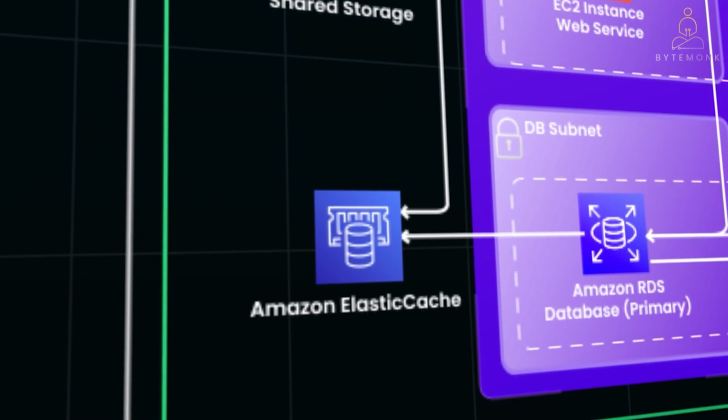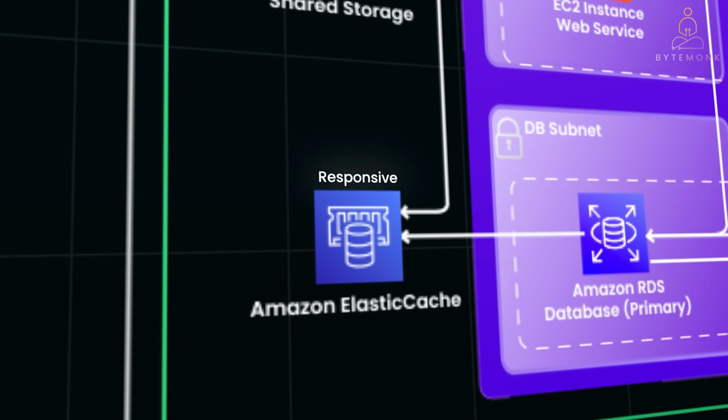Amazon ElastiCache is our caching layer, reducing load on the database by storing frequently requested data in memory. For example, if users often request similar product details, ElastiCache can store this in memory, so EC2 instances don't need to hit the database each time. This setup can make our app feel super responsive, as the cache delivers data in milliseconds compared to the potentially slower database queries.